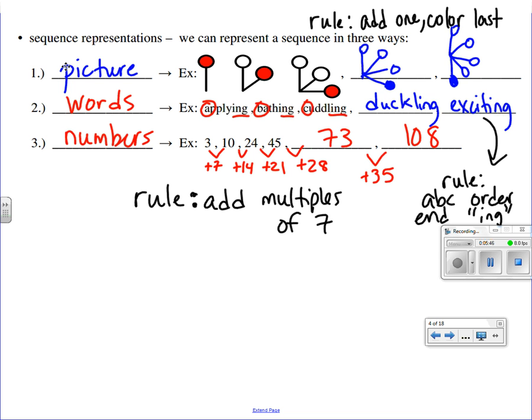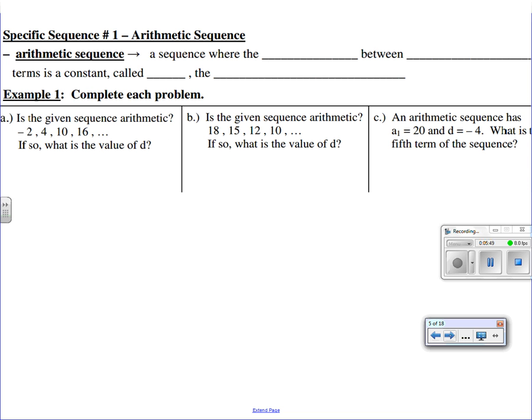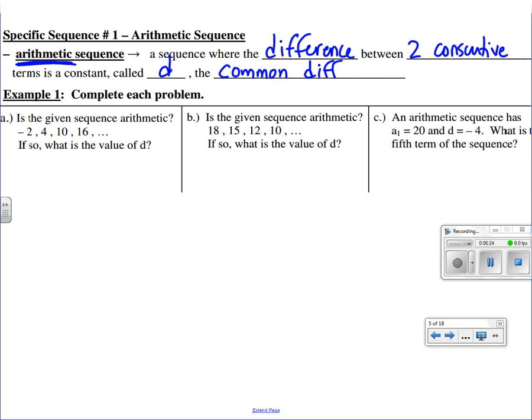All right, that's just an introduction. It's not going to be on the quiz. This is what's going to be on the quiz. So, an arithmetic sequence. That's a vocabulary word that you'll need to know. An arithmetic sequence is a sequence where the difference between two consecutive terms is a constant called D, which is the common difference.